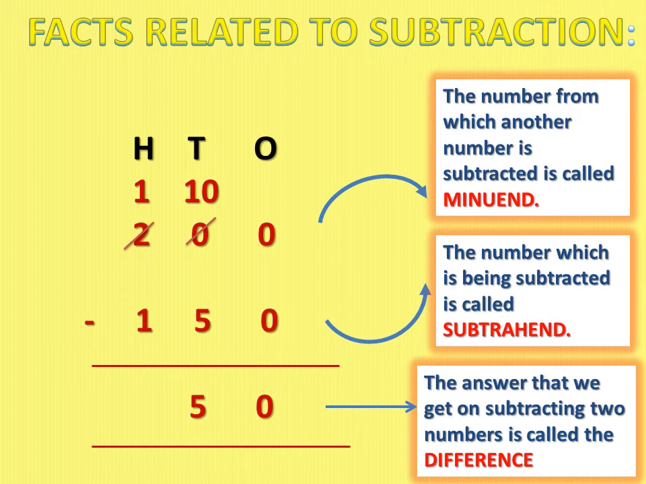Now here are some facts and terms related to subtraction. The number from which another number is subtracted is called minuend. 200 में से minus हो रहा है ना 150. So 200 will be called minuend. The number which is being subtracted is called subtrahend. Okay, so 150 is being subtracted from 200. So 150 is called subtrahend. The answer that we get on subtracting two numbers is called the difference. So we know the difference here is 50.